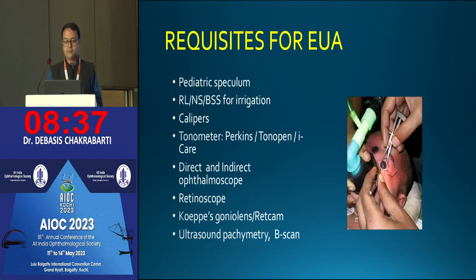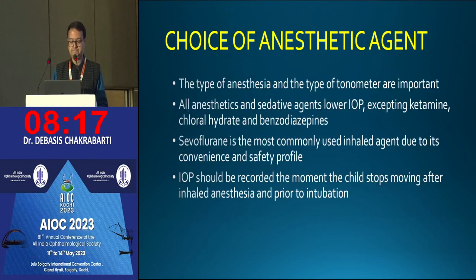So what are the prerequisites for examination under anesthesia? A good pediatric speculum, fluids for irrigation, calipers, tonometers, ideally the Perkins tonometer, but the Tono-Pen and the iCare are also good options. Direct and indirect ophthalmoscope, retinoscope, a gonio lens, ultrasound pachymetry, and B-scan. Now, what is the choice of anesthetic agent? In short, the type of anesthesia and the type of tonometer are important.